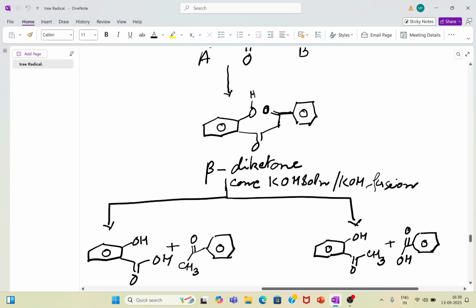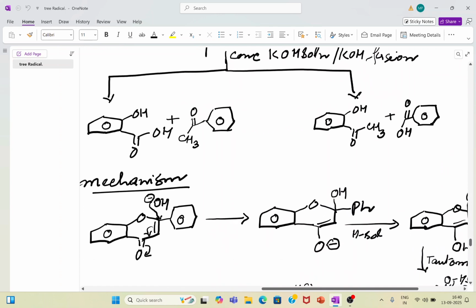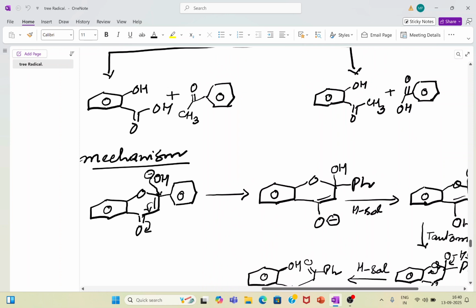This is pathway one. It gives you orthohydroxybenzoic acid and the acetophenone. And this gives you orthohydroxyacetophenone and the simple benzoic acid. That's why these are the different ways to degrade the molecules.